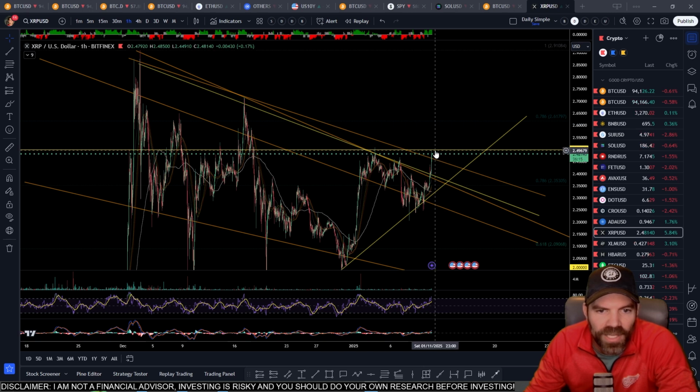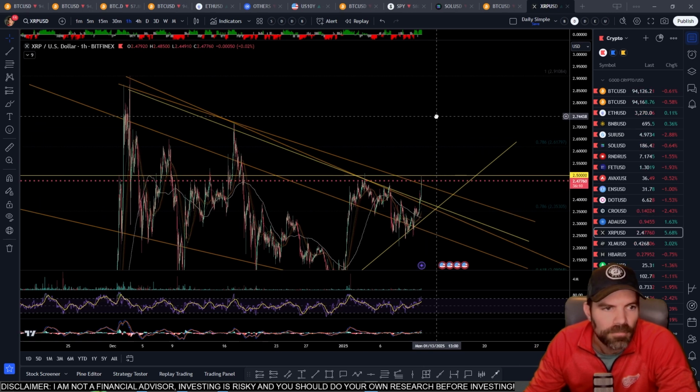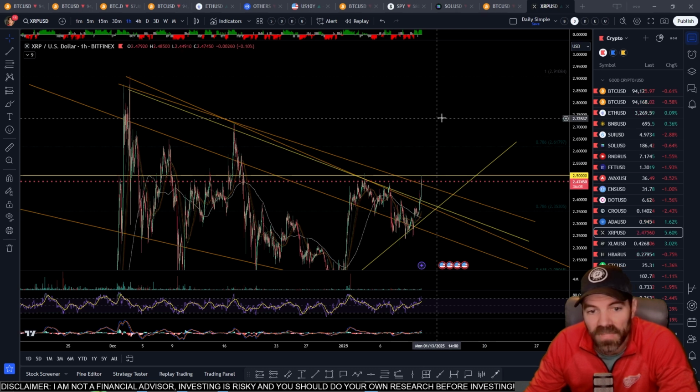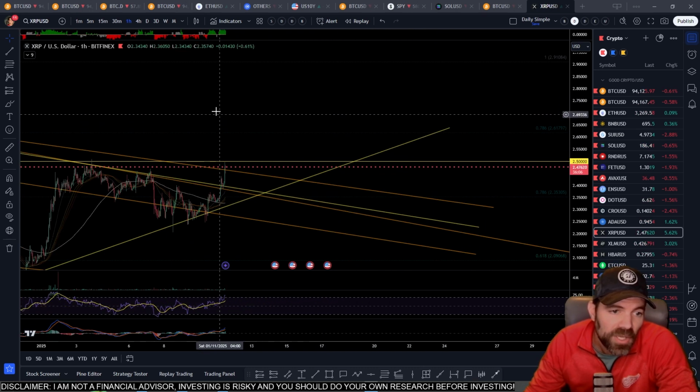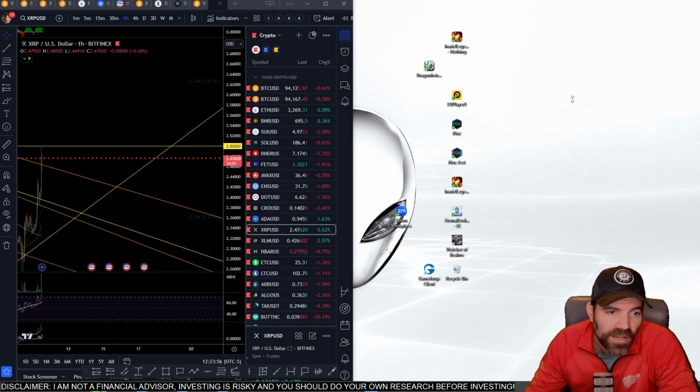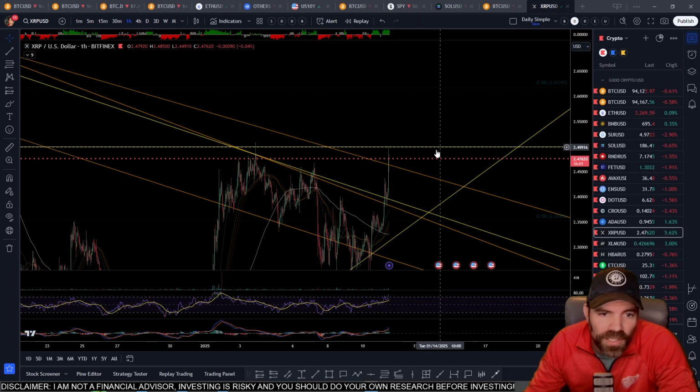The only thing that we have left holding us back is this $2.50 level. So interesting. I would say that we may have a breakout. Whoa, that was very weird. I would say that we do have a possible breakout.